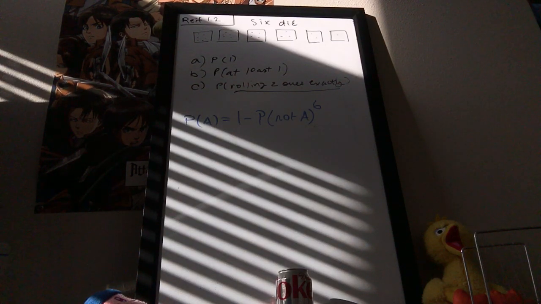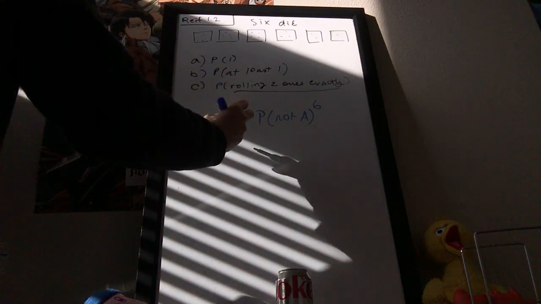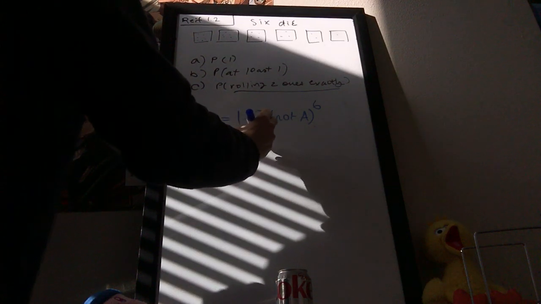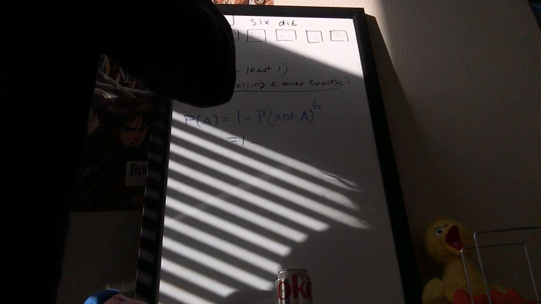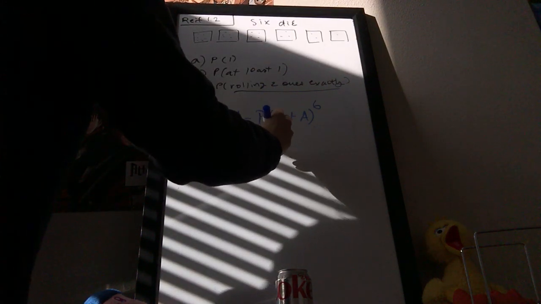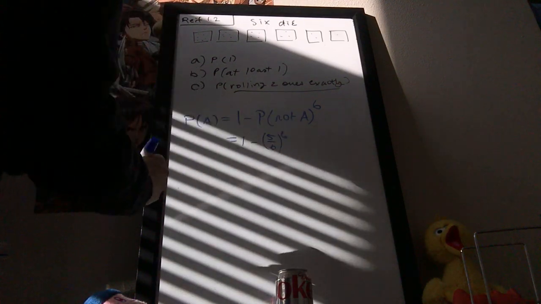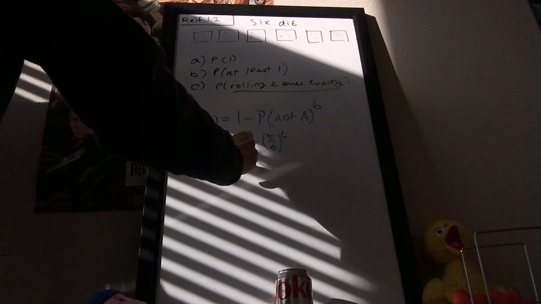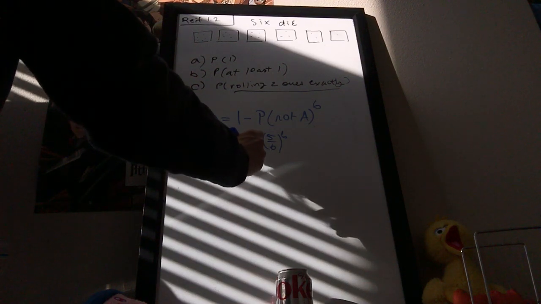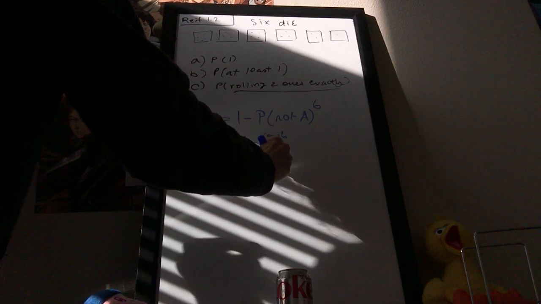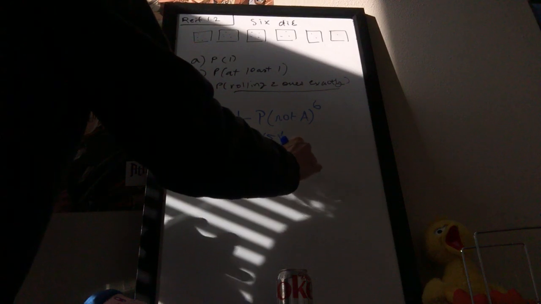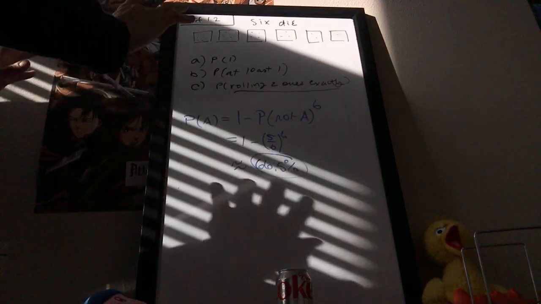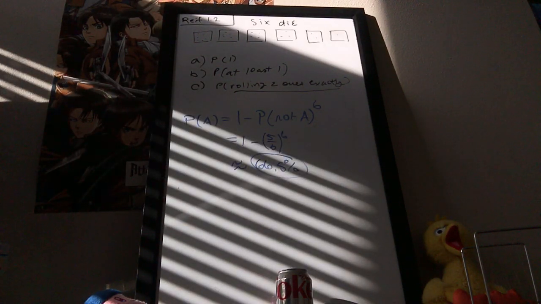So when we do the math, we get that this is equal to 1 minus 5/6 to the power of 6. You can throw that into a calculator. You're going to get that it's about 66.5% once you do the decimal conversion, right?